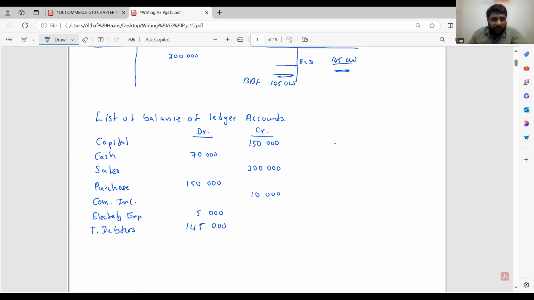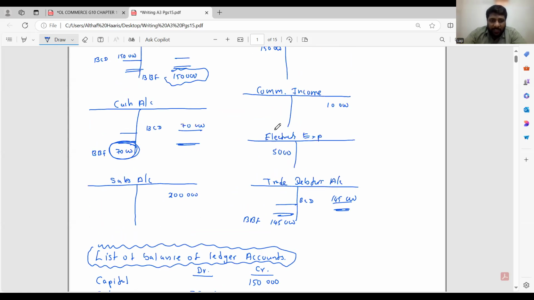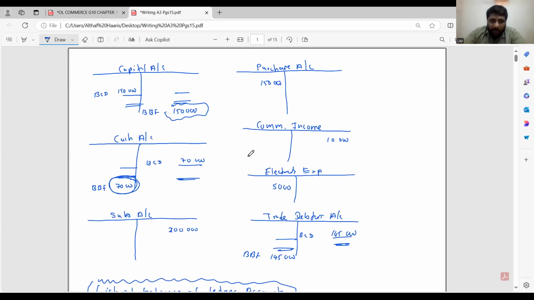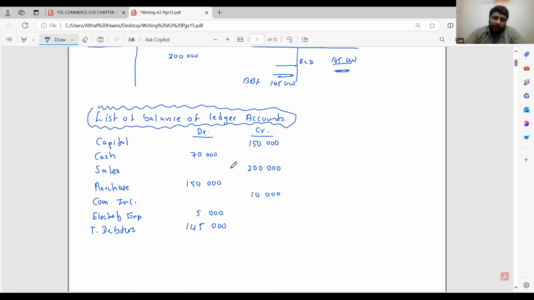So here, what did we prepare? We prepared a list of balances of ledger accounts. Of each and every ledger account, you can find a balance. So the list of balances of these ledger accounts is what we prepare.